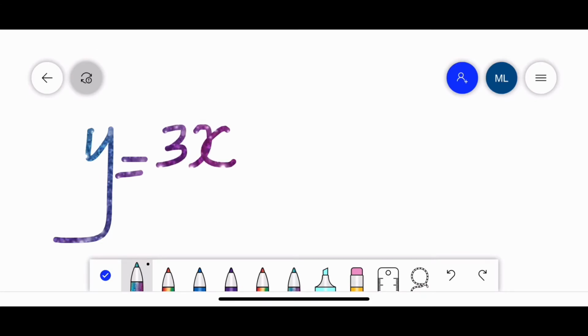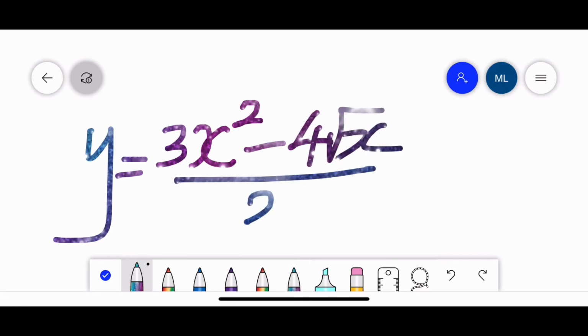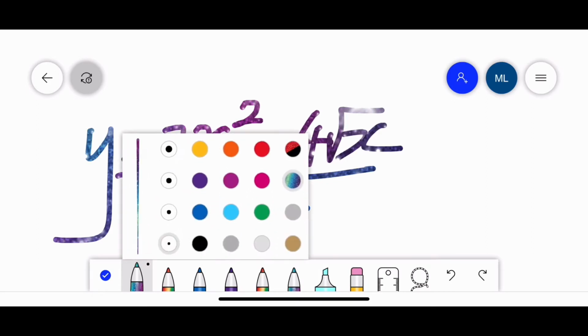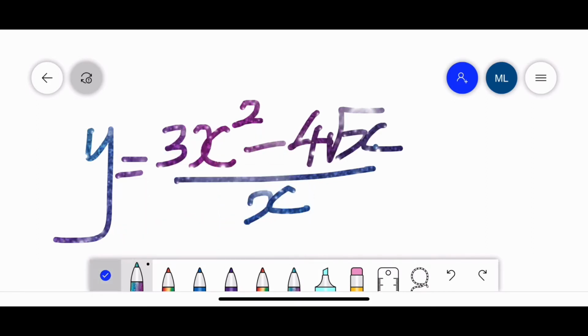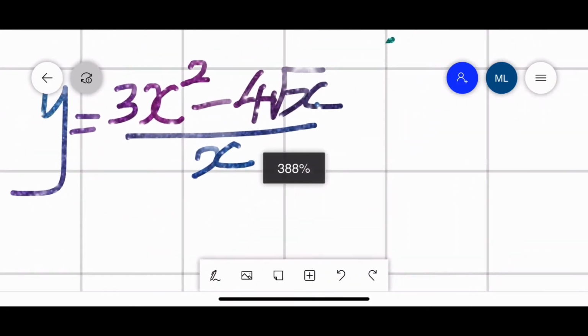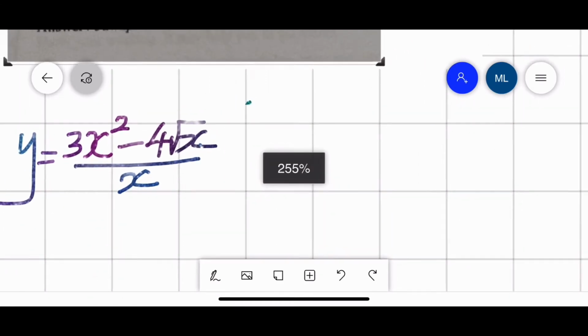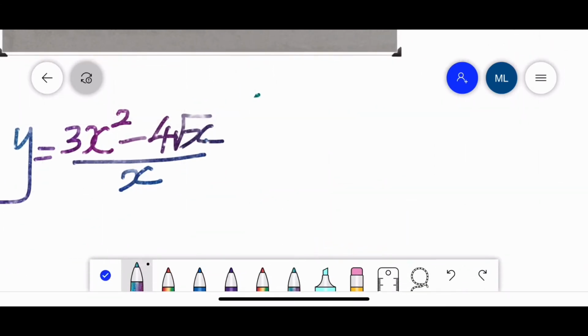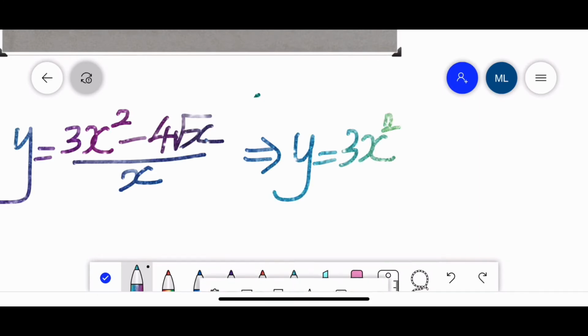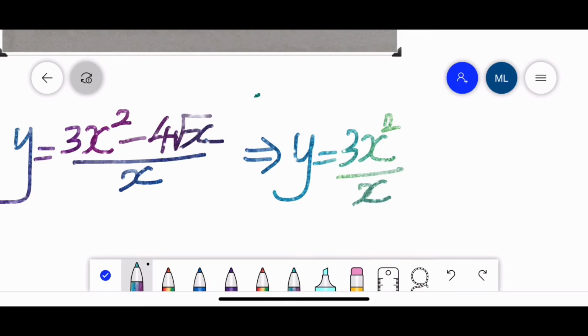so that we can use the formula y equal to ax^n, dy dx equal to nax^(n minus 1), remember? So that means you can't even differentiate when you have a fraction like this. So in this case, you will have to divide by x term by term, meaning that you will write like this: 3x squared over x, then minus 4 square root x over x.